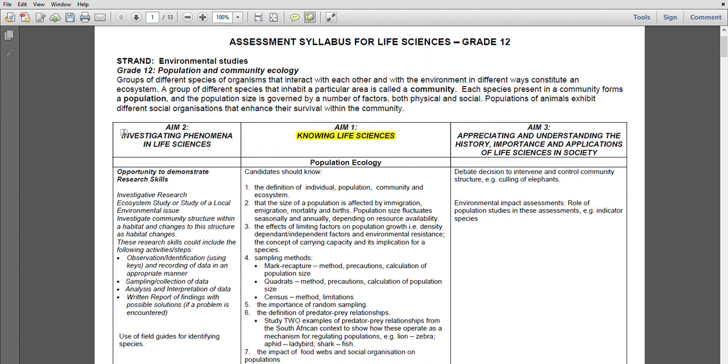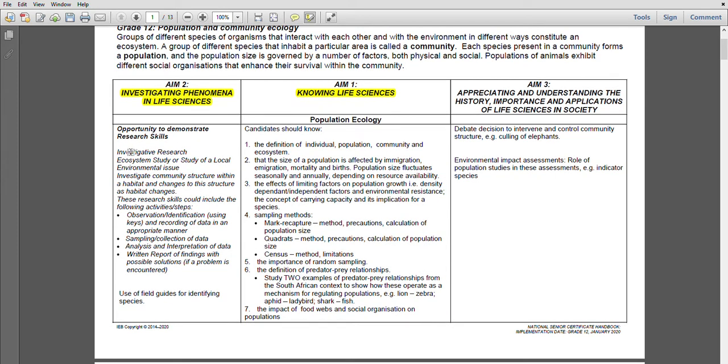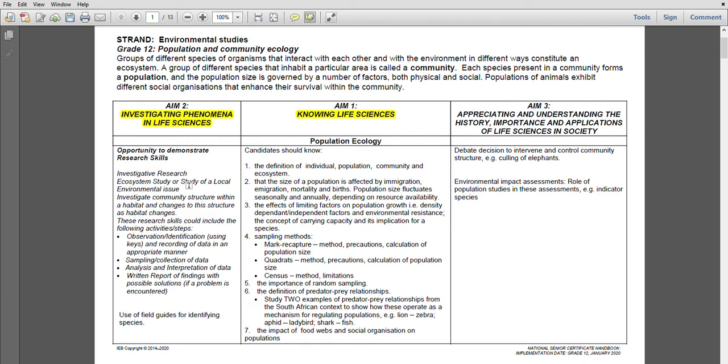Then we go to aim 2, which is your practical section. This is called investigating phenomena in life sciences. In the SAGS document, a lot of the time this will stipulate where you as a student throughout your year of schooling could go and do these kinds of practical things. For example, in the environmental studies section you can go out into an actual environmental situation, collect samples, do an analysis, write a report, all those kinds of things. This is not the sort of thing that will come up in an examination perspective.